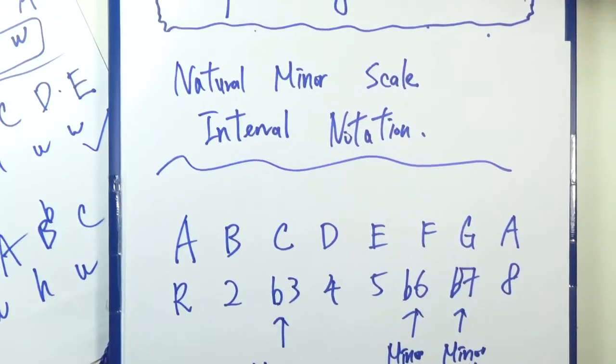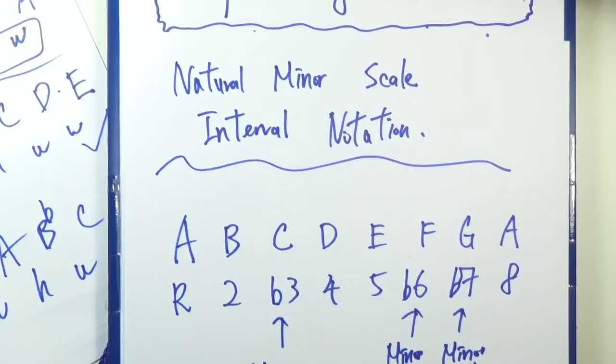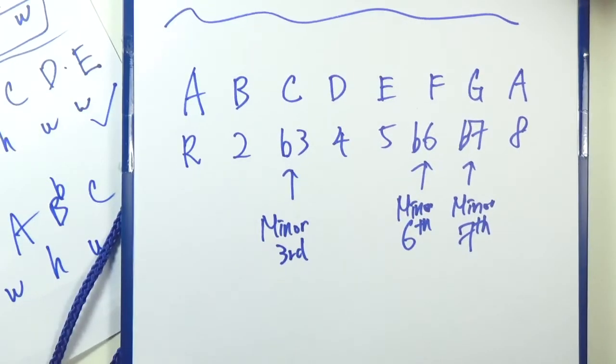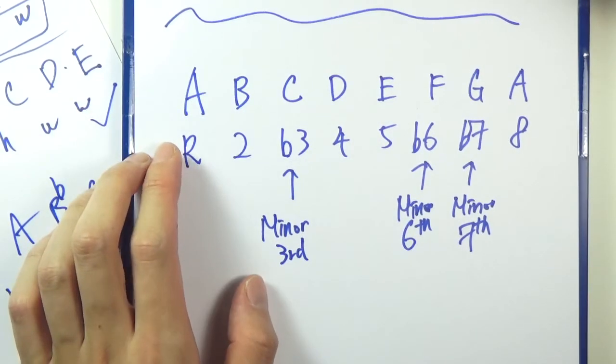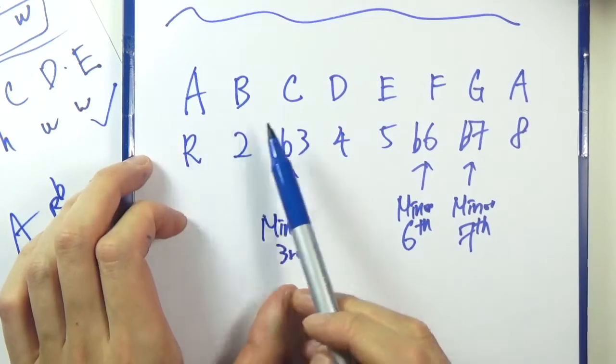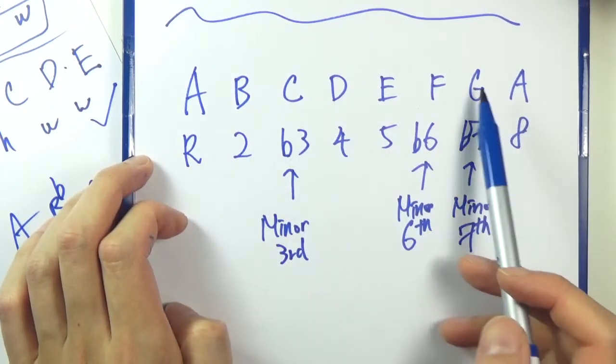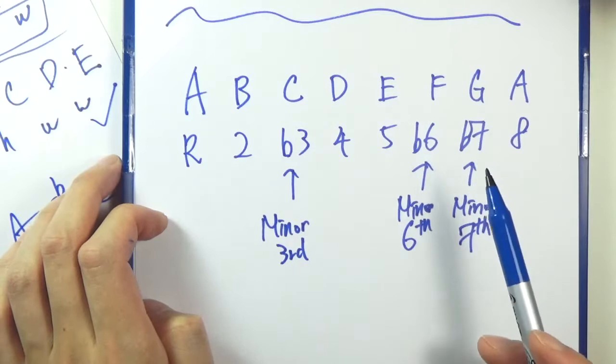Hello everyone. Let's look at the interval notation for the natural minor scale, in addition to the interval pattern that we discussed in the last video. So, for example, let's look at the A natural minor scale one more time: A, B, C, D, E, F, G, A, and we already know that it is the A natural minor scale.